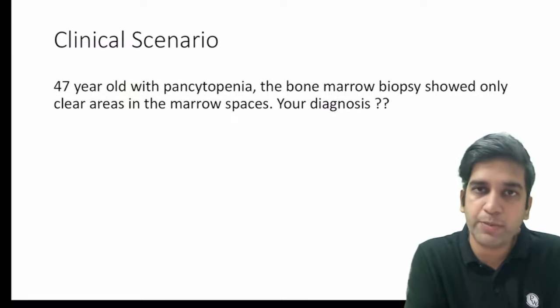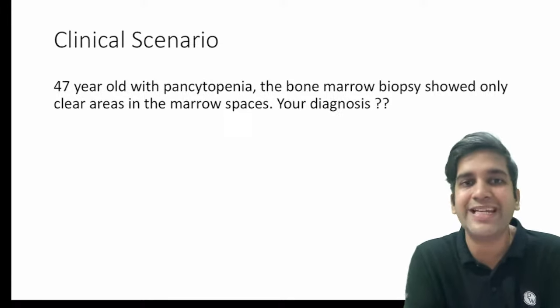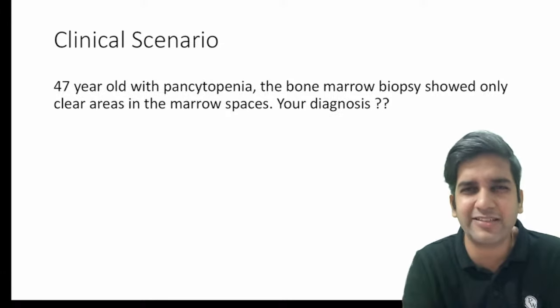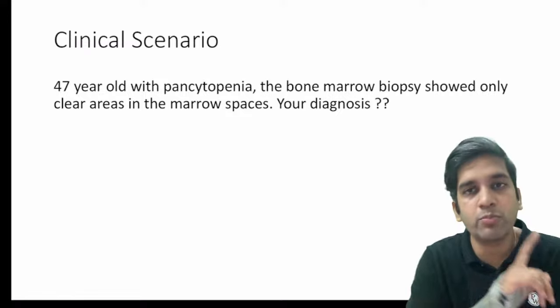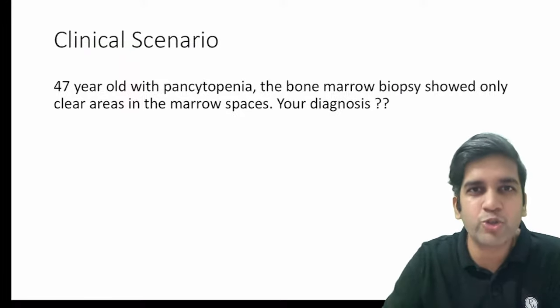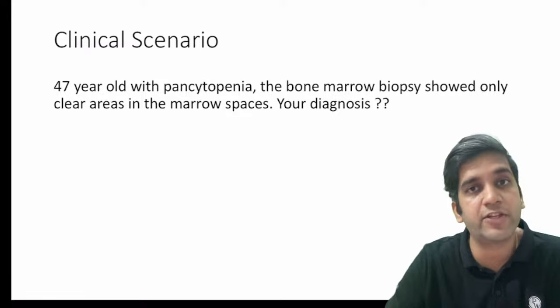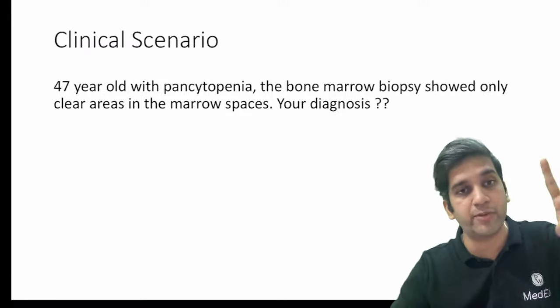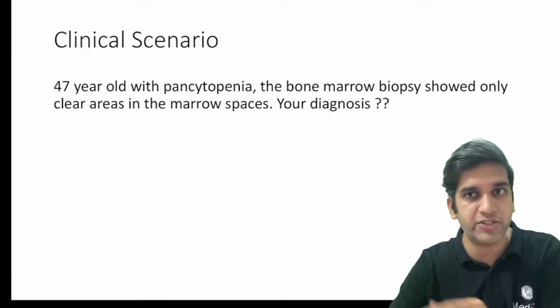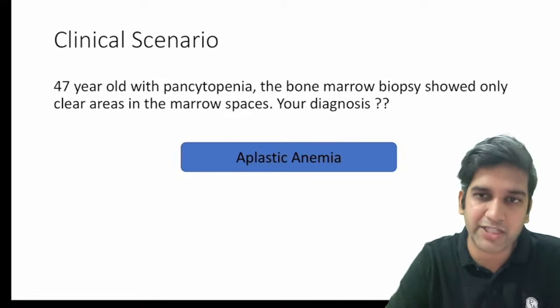47-year-old, pancytopenia, bone marrow biopsy showed only clear spaces in the bone marrow. This is a very classical picture. We did see one more similar case, same age group, pancytopenia, but the bone marrow showed fibers which are collagen positive, Masson's trichrome positive. We had the diagnosis of myelofibrosis. Same history, microscopy changed, your diagnosis also changed. Aplastic anemia, right?